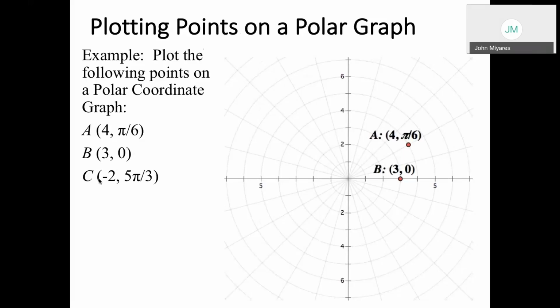If the r value were positive 2, well, let's go over to where 5 pi over 3 would be. 5 pi over 3 would be 300 degrees, so we're going to go around 90, 180, 270, 285, 300 would be along this azimuth here. If the r value were positive 2, I would be right here. However, in order to go to -2, what I'm going to do is I'm going to back up and go 180 degrees in the opposite direction, and I'm going to end up at this point right here.